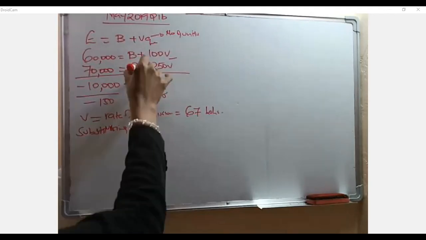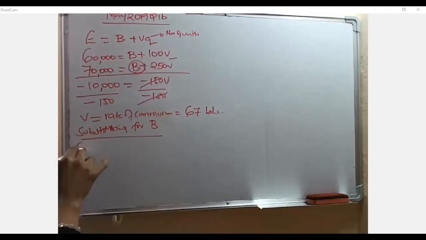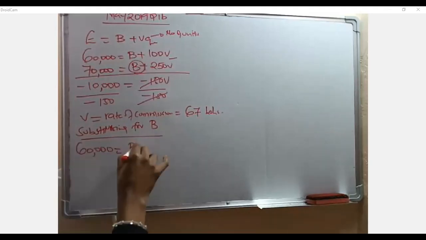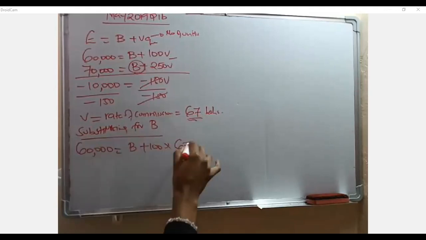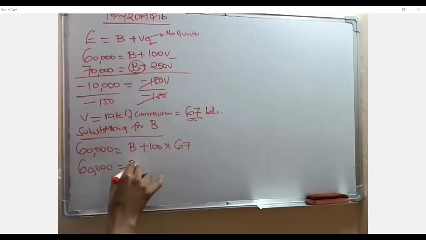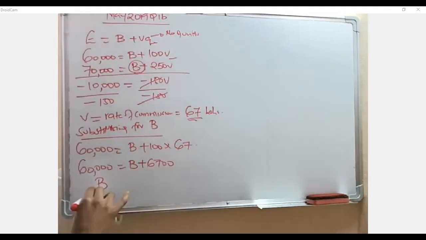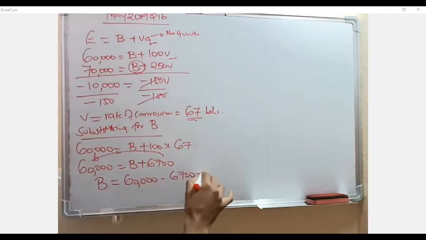Then we go back and substitute for B now, because you don't know the basic salary. I say 60,000 equals B, which is unknown, plus 100, but the rate for V is unknown, which is 67, right? So in this case, you say 60,000 equals B plus 6,700. B will be equal to what? Take this to the other side here. You say 60,000 minus 6,700. It changes the sign once it crosses the equal sign. So 60,000 minus 6,700. We are getting Kenya shillings 53,300.